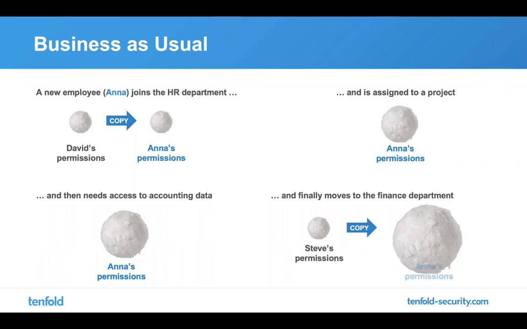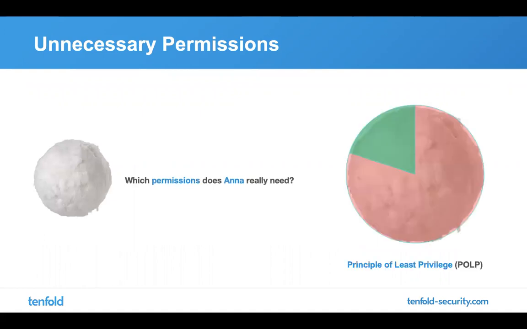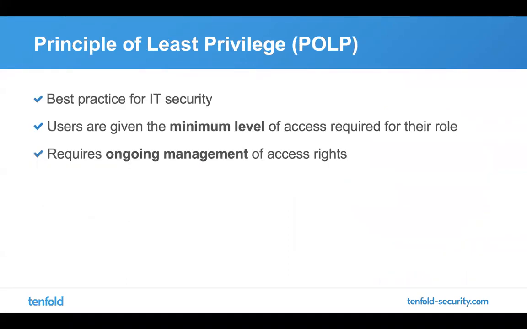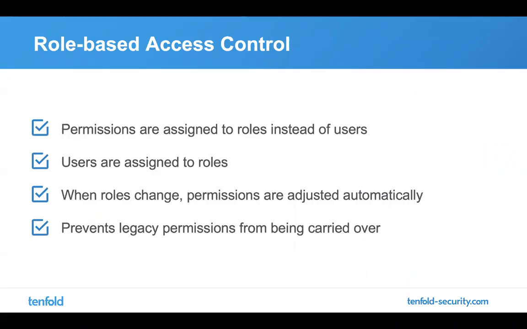But how many of those permissions does she actually need? Well, most of those permissions are unnecessary. So when you look at the principle of least privilege, Anna will only need a small portion of those. Now, a key part of the principle of least privilege is to ensure that only the right users have access to the right data at the right time. So let's have a look at how we implement the principle of least privilege.